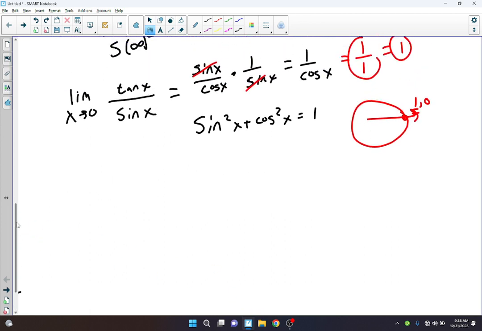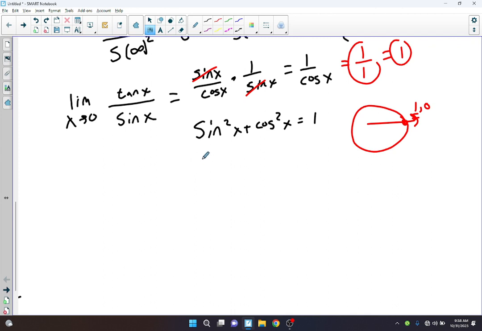test. Wait, 1 over cos x, how do you know that's 1? When I plug in a 0 into here, cos of 0 is the x value at that point, or at 0 degrees, which is 1.